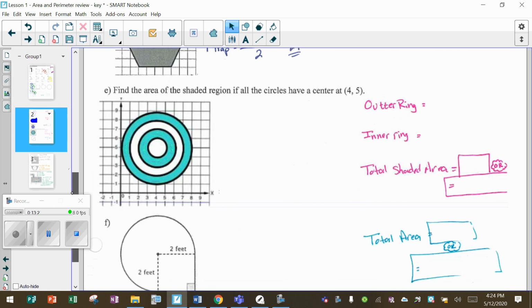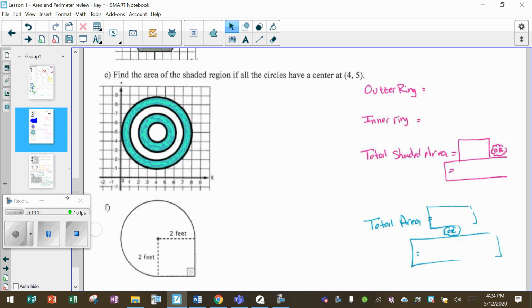All right, now we get into some great stuff. We're going to figure out just the shaded region, the area of just the shaded region. So that means I want to figure out the area of this teal section in here, so like a donut ring, and then the outer section as well. So we're going to find the area of those 2 parts and add them together.